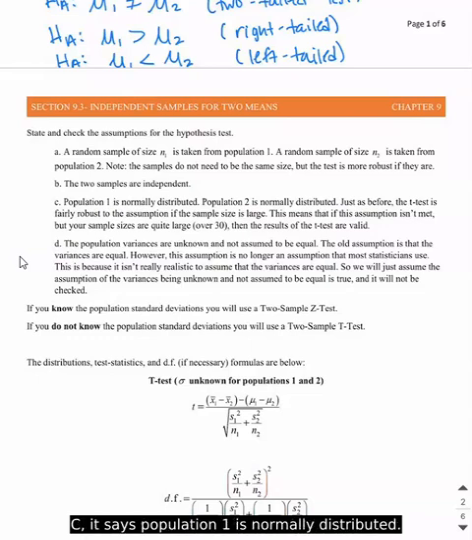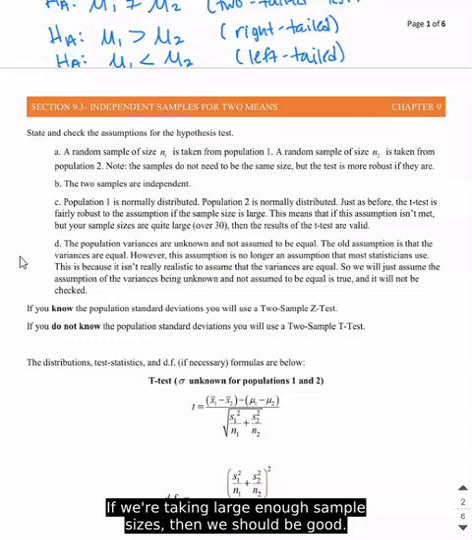C says population 1 is normally distributed. Also, population 2 is normally distributed. Just as before, the t-test is fairly robust to this assumption if the sample size is large. This means that if this assumption isn't met, but your sample sizes are quite large, over 30, then the results of the t-test are valid. So if we're taking large enough sample sizes, then we should be good.